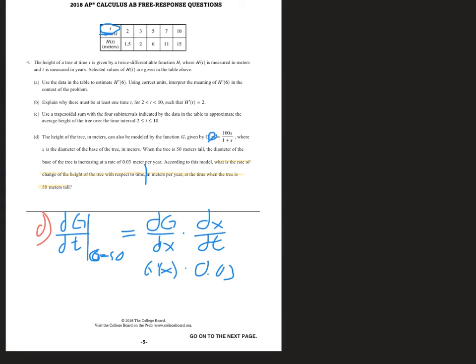And then I just need to figure out what g prime is. That's a little ugly because it's quotient rule, but I can do it. G prime of x, if you need to sing a song: low d high, minus high d low. That's (1 plus x) times d of 100x, which is 100, minus 100x times d of the low, which is just 1, all over the square of the bottom, and away we go.